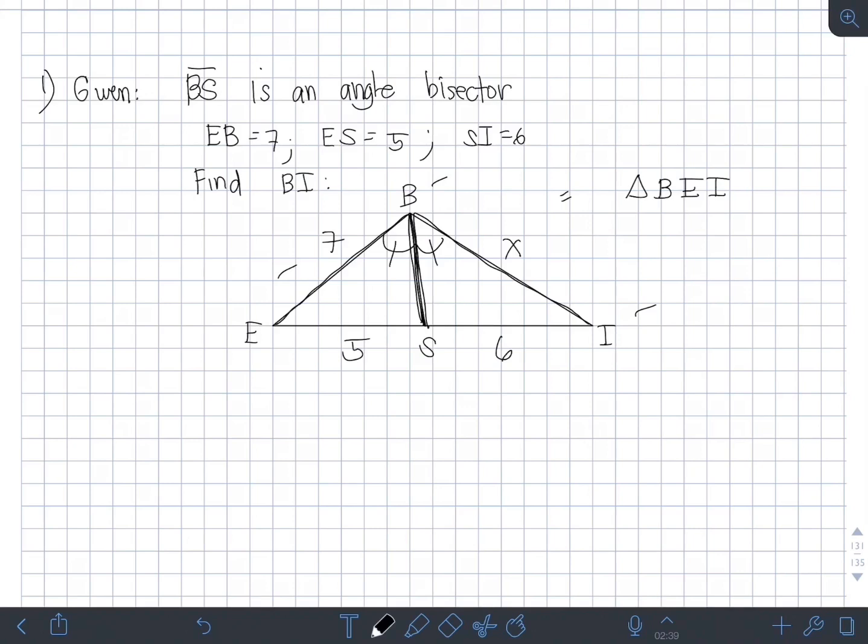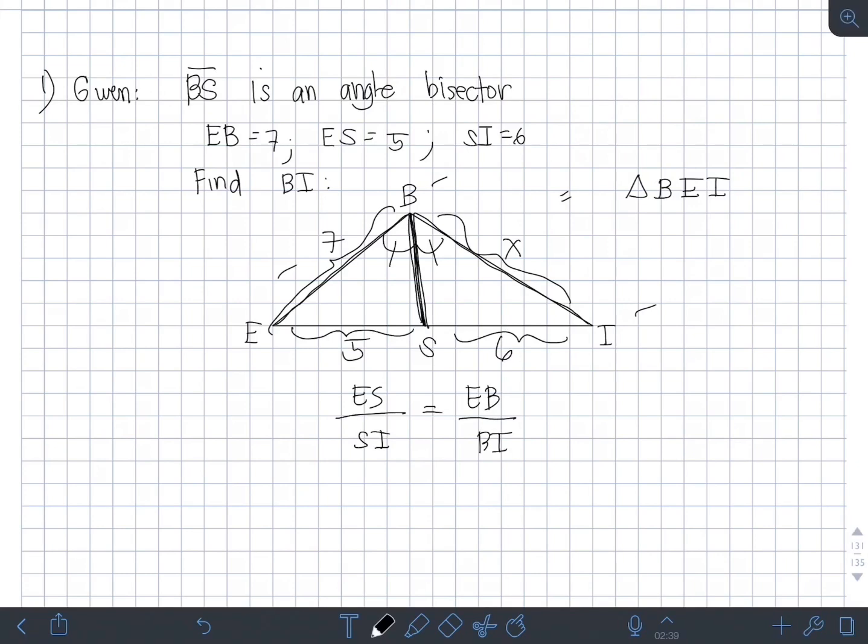Okay? So obviously gagamitin natin yung theorem sa angle bisector. So ano magiging ratio natin dito? So base sa equation natin kanina, itong ratio nitong ES over SI dapat equal din sa ratio nitong EB over BI. Okay?